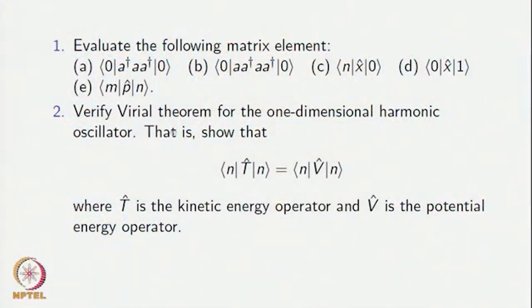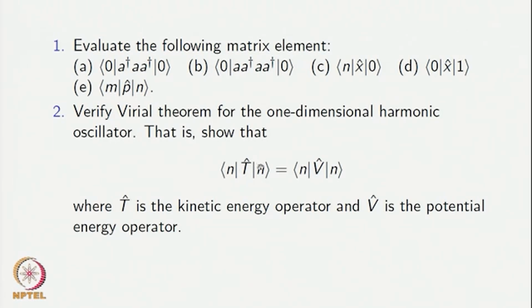So, with this I think we can go to the next problem, wherein we have to verify the virial theorem for one dimensional harmonic oscillator. So, here you have to show that, when T is the kinetic energy operator and V is the potential energy operator, the matrix element of T between the eigenstates n and n, and the same matrix element with the potential energy sandwiched between the eigenstates, should give you the same result. This is nothing but the virial theorem.